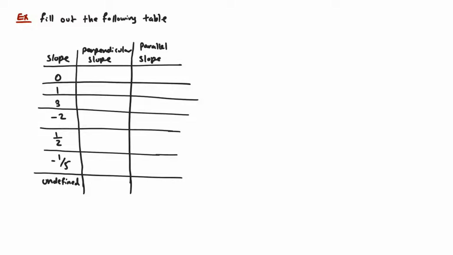Okay, so if the slope is 0, that means that the line automatically is a horizontal line. So a line that is perpendicular to it will then be vertical and therefore have an undefined slope. So this one over here will be undefined. If it is parallel to it, then it should have the same slope, which means that it will have a slope of 0.